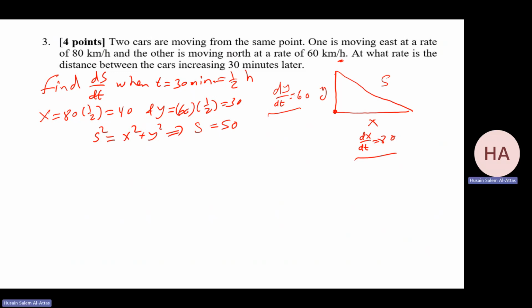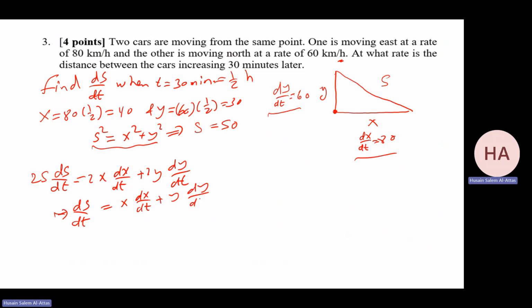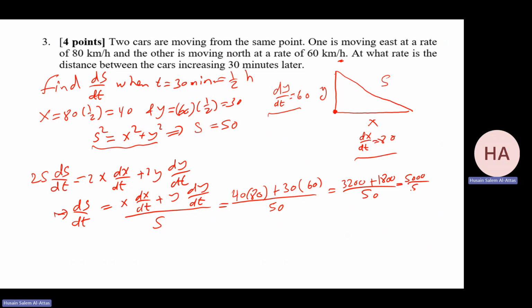We did it. So now differentiate this. I have 2s ds over dt equals 2x dx over dt plus 2y dy over dt. I can cancel the 2. So I have ds over dt equals x dx over dt plus y dy over dt, over s. Do the calculation. That will give me a nice number. Okay, x is 40 times 80 plus 30 times 60, over s, which is 50. That's 3,200 plus 1,800 over 50. That will be 5,000 over 50, which gives me 100.